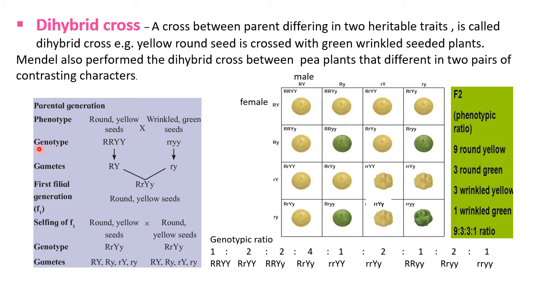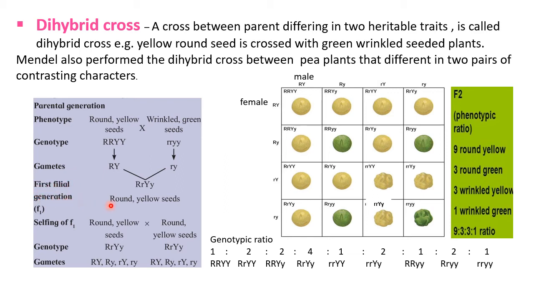Then the genotype of the round yellow seed is both capital R and both capital Y. Similarly, the genotype of the wrinkled green seed is both small r and both small y. So a cross between these two parents is carried out. They produce an equal number of male and female gametes, and after the fusion of gametes, the first generation is produced. It is called the F1 generation.